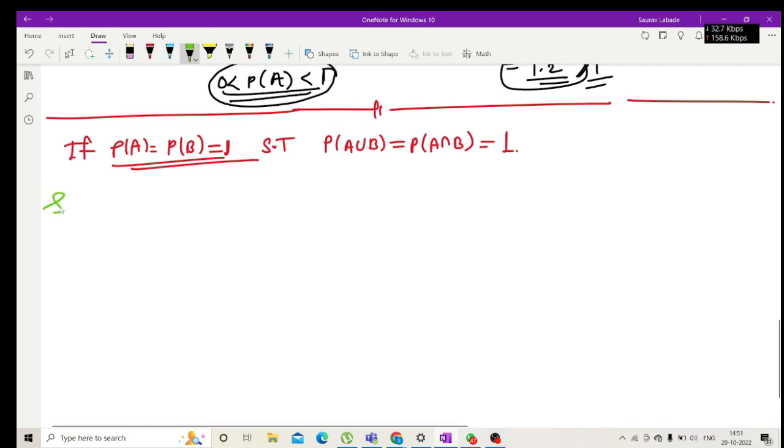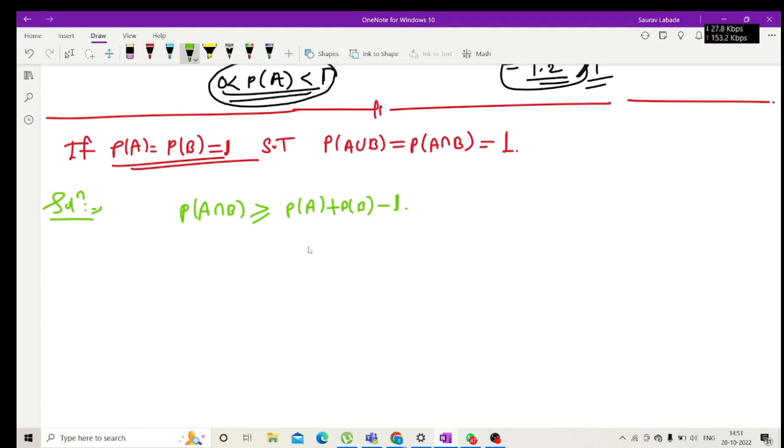Now, let's go toward the solution. We know the property which we have already seen: probability of A intersection B is greater than or equal to probability of A plus probability of B minus 1. Just substitute the values, we know probability of A and probability of B. So probability of A intersection B is greater than or equal to 1 plus 1 minus 1, that means greater than or equal to 1. The 1 gets cancelled.